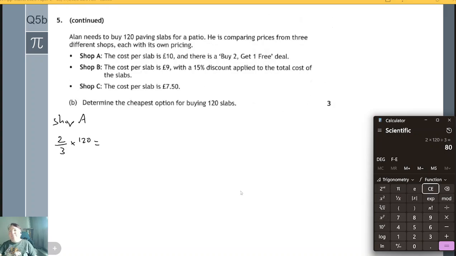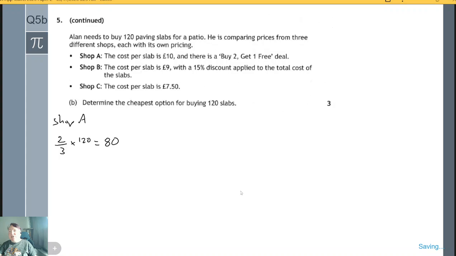There we go. And there's a good chance you'll have just seen that answer. So that's how many slabs he's going to buy, and they're £10 each, because he's going to get the third ones free for every bit. So times 10, we get our 800 with option A.